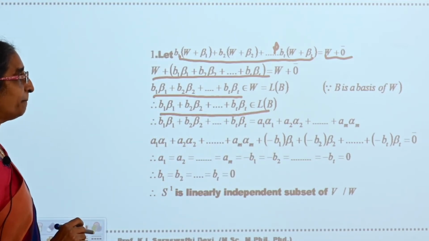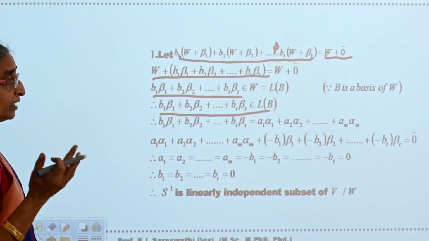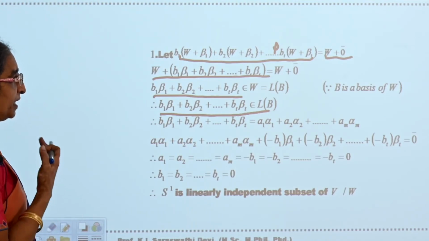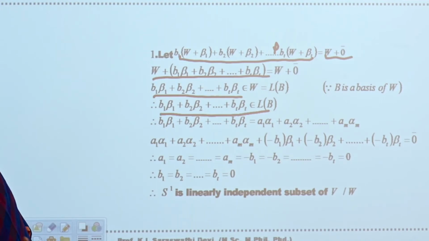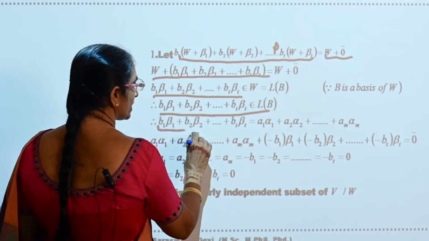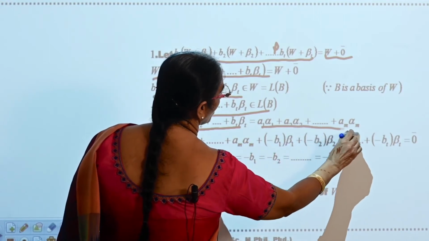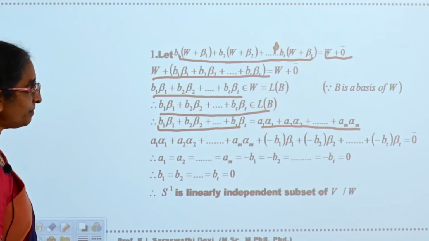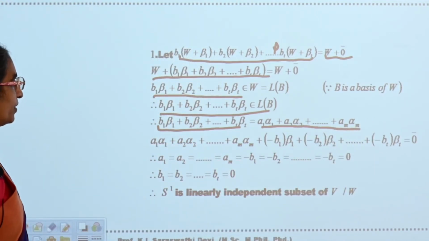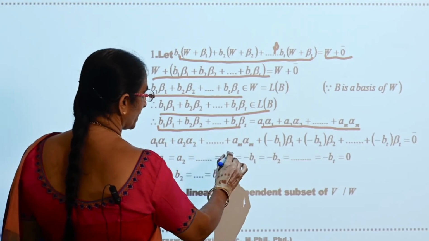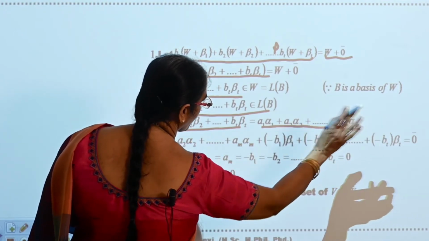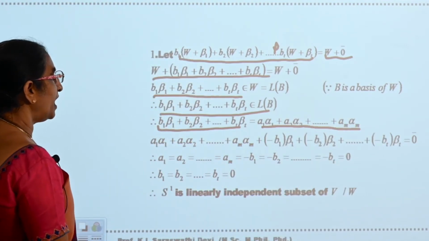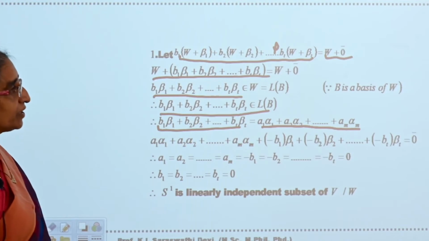Any element in W can be expressed as a linear combination of basis elements. So this can be expressed as a1 alpha 1 plus a2 alpha 2 and so on, am alpha m. Therefore, we bring all these terms to one side and equate it to 0. Now what are they? Alpha 1, alpha 2, alpha m, beta 1, beta 2, beta t.